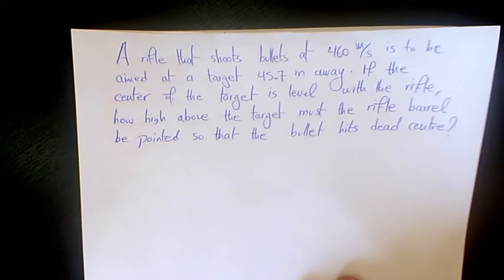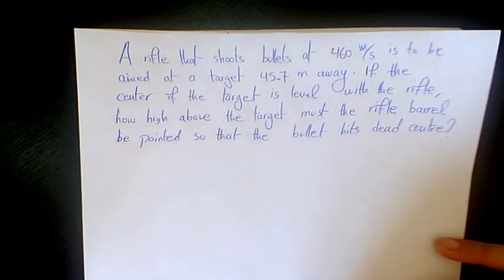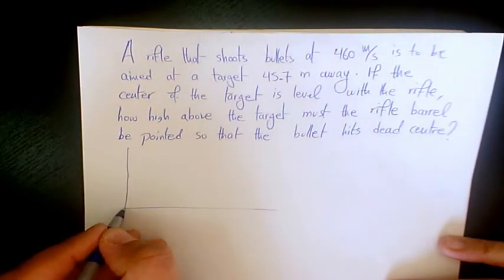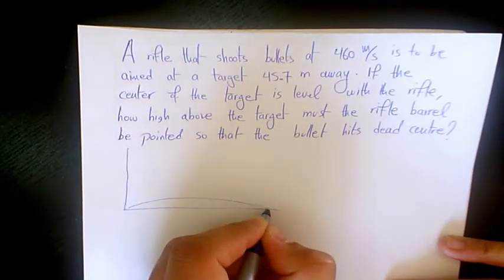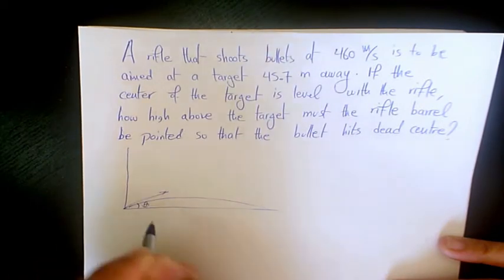Next question is saying that a rifle that shoots bullets at 460 meters per second is to be aimed at the target 45.7 meters away. If the center of the target is level with the rifle, how high above the target must the rifle barrel be pointed so that the bullet hits dead center? So it's going to be pretty much something like that. It goes up a little bit and goes down, and here we have theta.